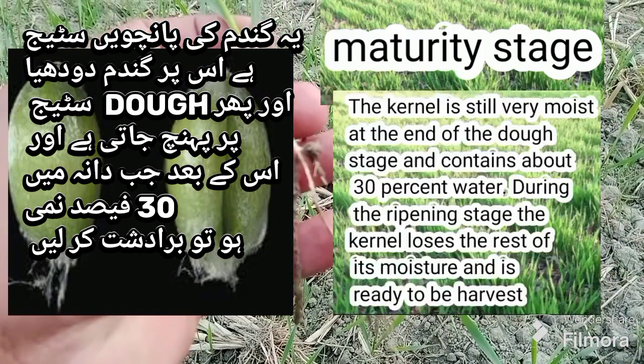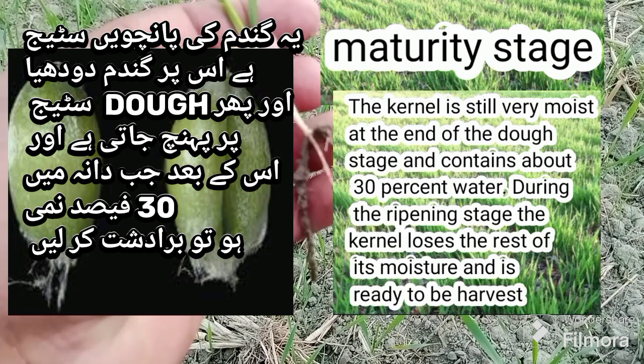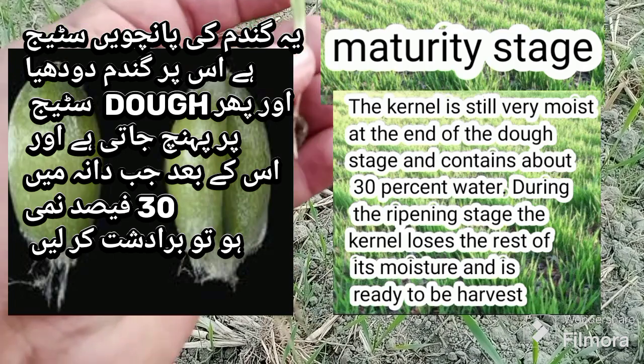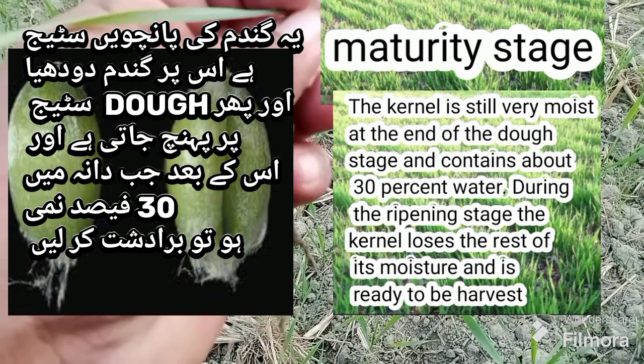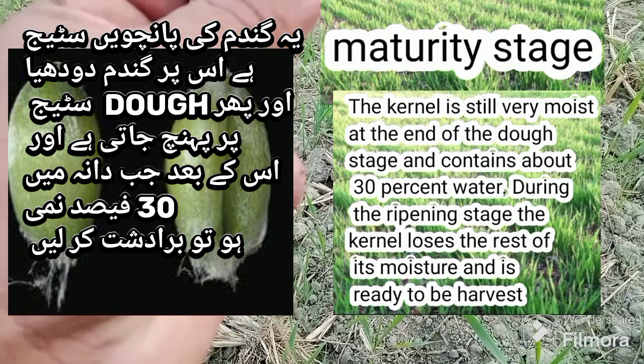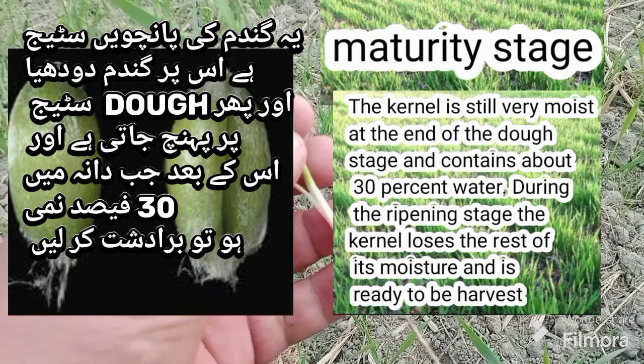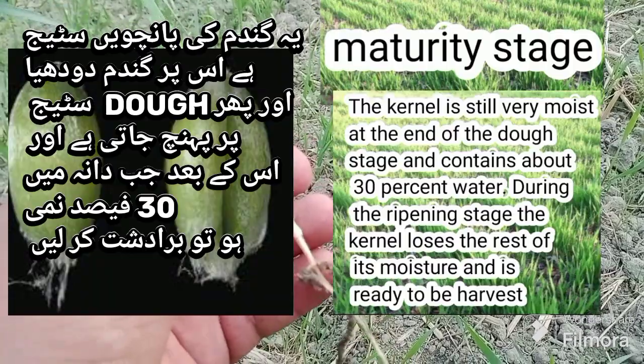The kernel is very moist at the end of the duff stage and contains about 30% water. During the ripening stage, the kernel loses the rest of its moisture and is ready to be harvested.